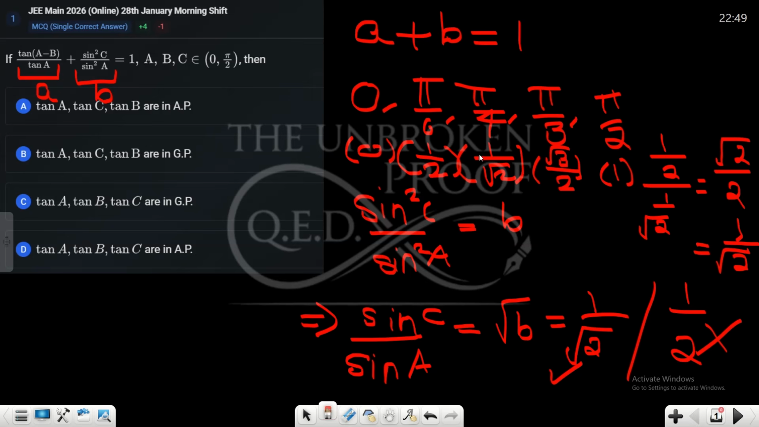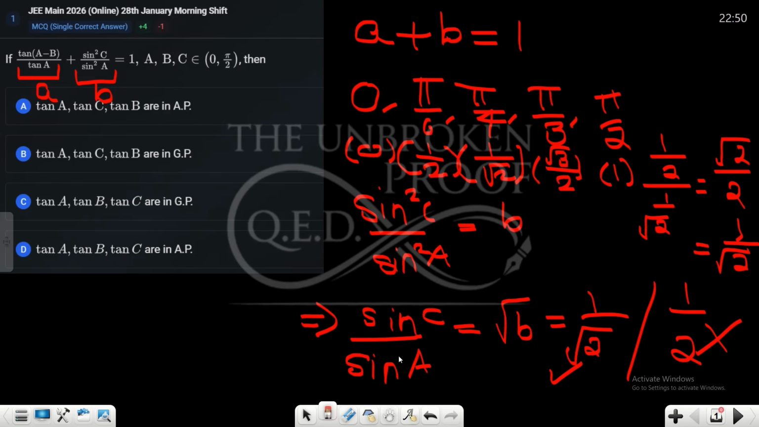Like if you divide sin pi by 4 by sin pi by 2, you can do the same thing, but again if you take a as 90, here you will get a problem. So that's why, and even if you substitute sin square 45, you will get 1 by 2, that will also not be 1. So that's why we must not take sin c as 1 by root 2 and sin a as 1.